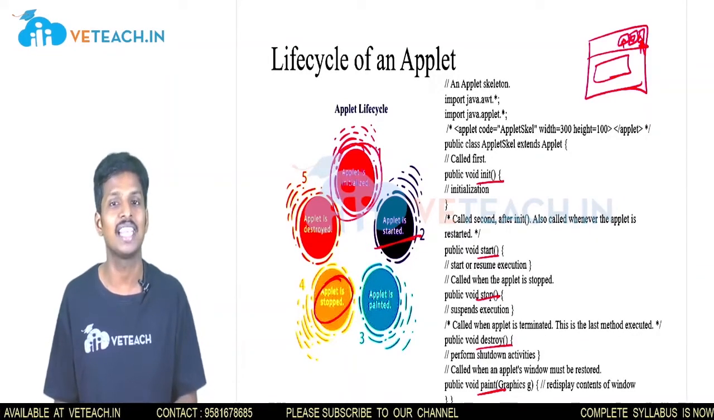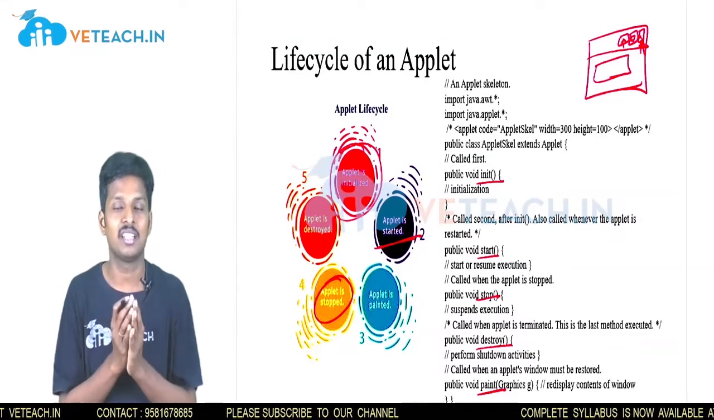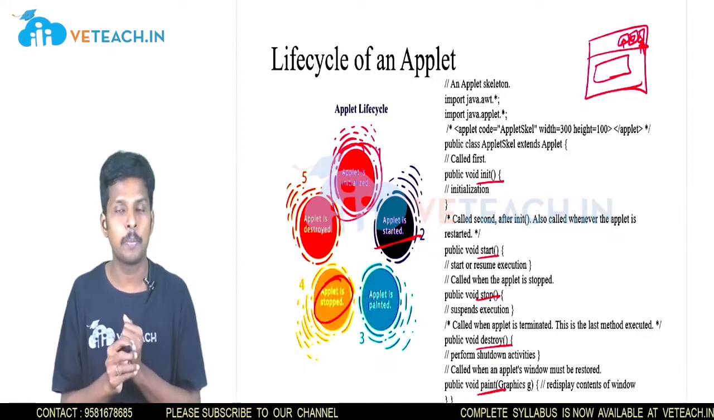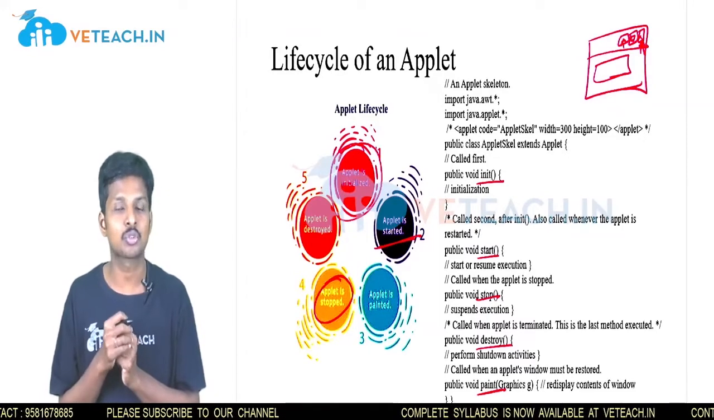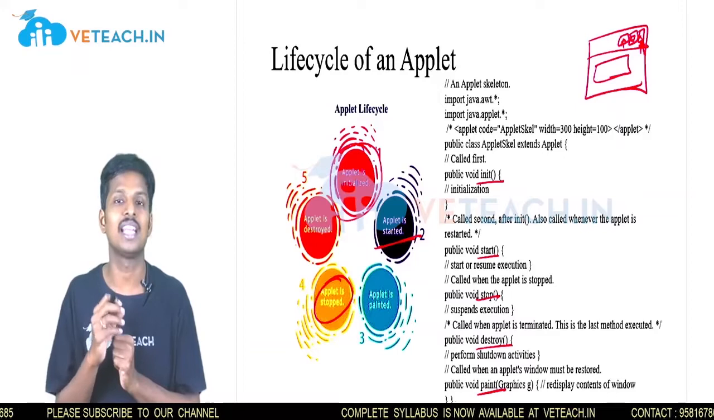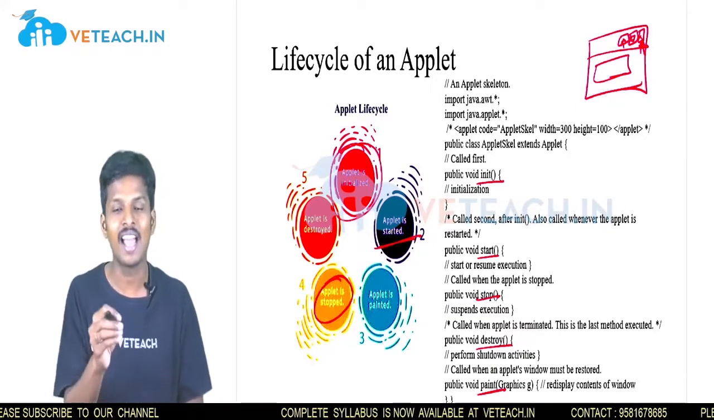The first one is the init method, which contains all the initialization things. Start method is used to start the execution of an applet. Stop is used to temporarily stop the execution of the applet. Destroy is used to completely destroy the instance of the applet. Paint contains some executable instructions whose output is displayed inside the applet.